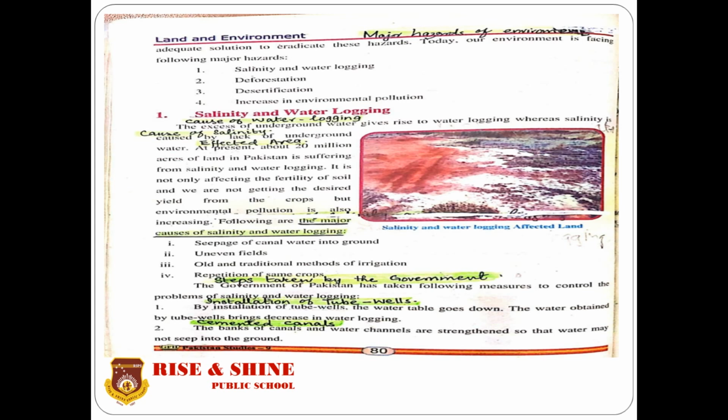Number 1, right here the heading, installation of the tube well. By the installation of the tube well, the water table goes down. The water obtained by tube wells brings a decrease in the waterlogging.